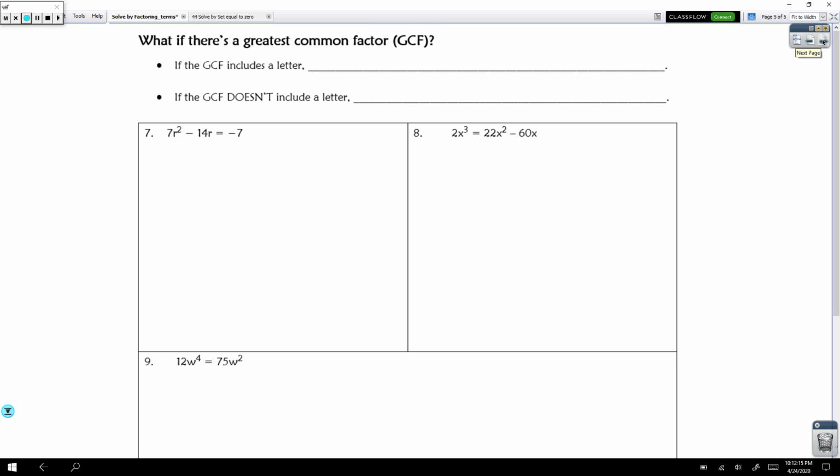Alright, the last thing we're going to talk about real quick is what happens when there is a GCF. So, there are two cases that can happen here. If the GCF includes a variable, a letter, then we have to set that equal to 0 as well when we solve. If the GCF doesn't include a letter, so it's just a number, then we just cross it out. Alright, and I'll show you what I mean right now.